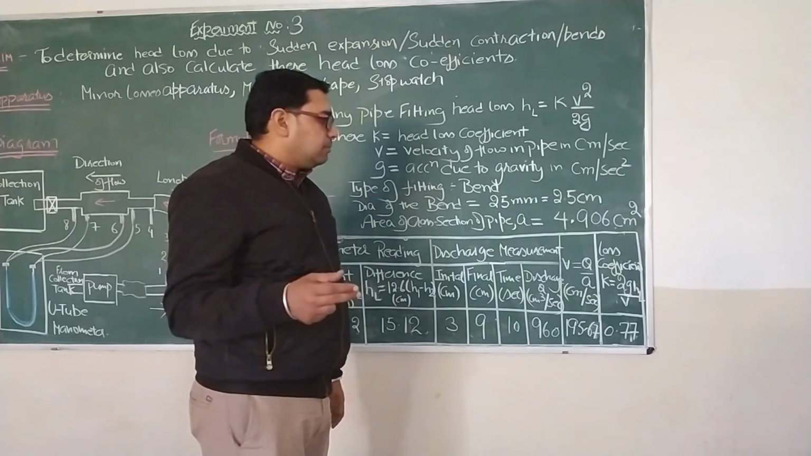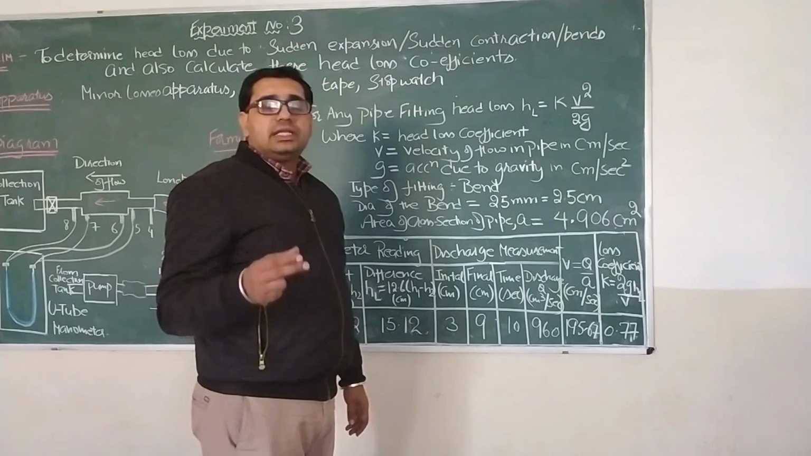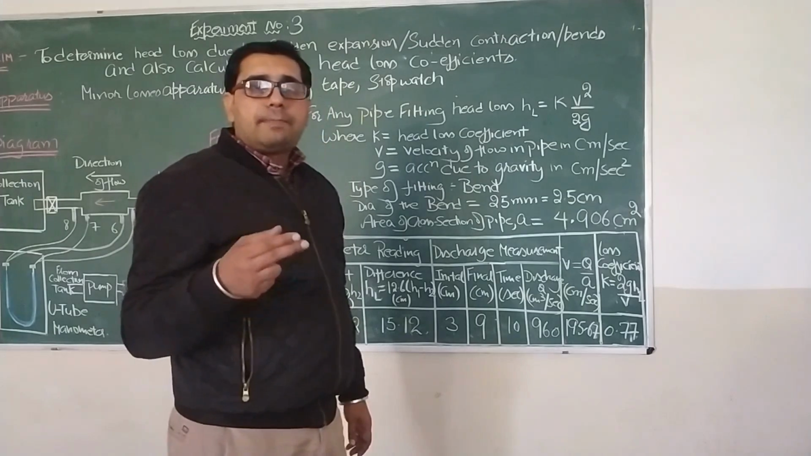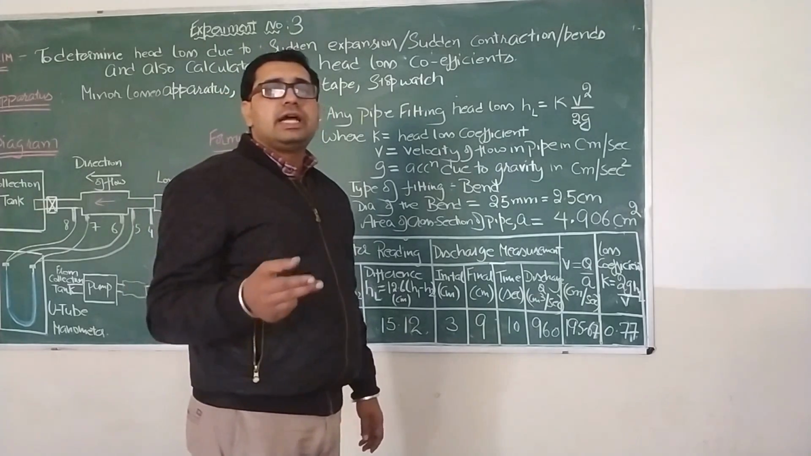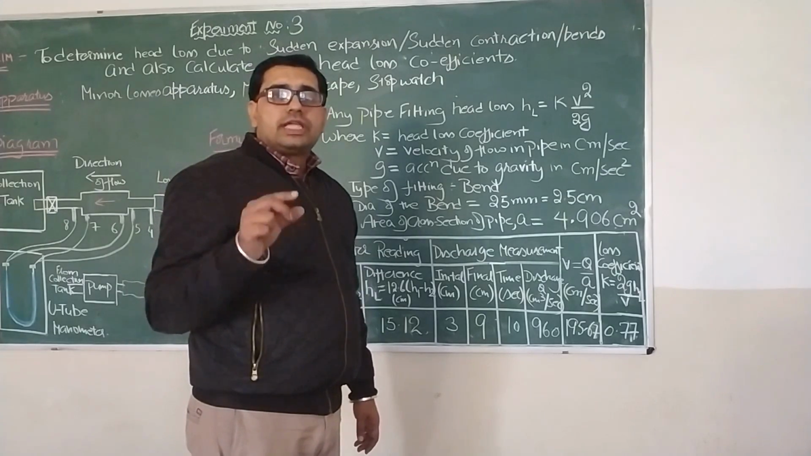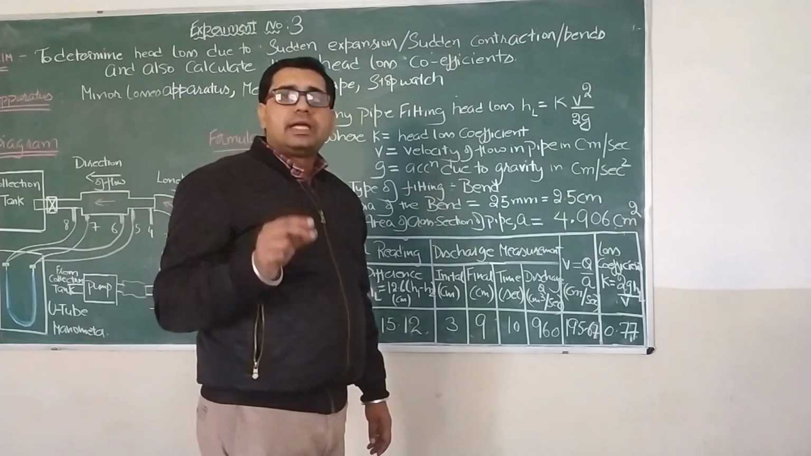Now this experiment also proves that there is some loss. If you attach any pipe fitting to a pipeline, there will definitely be a head loss and its value will be very small. So that's why it is called minor loss.